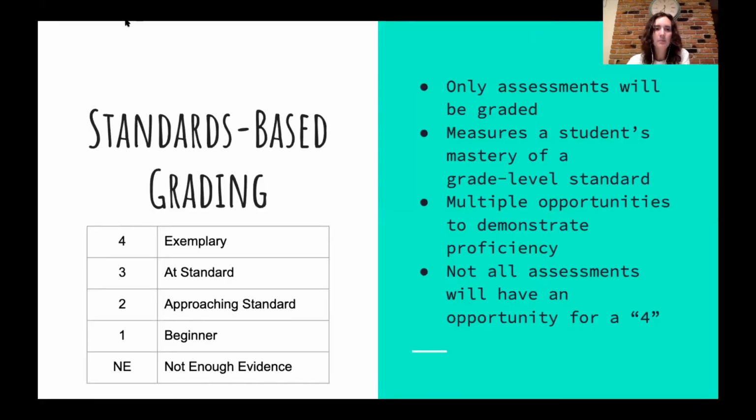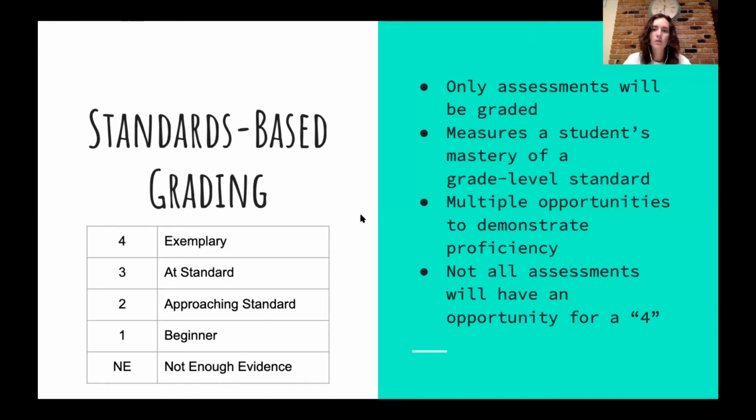Standards-based grading. This is my second year adopting standards-based grading. There's a pilot team at IMS of about a dozen or more teachers. If you look on the left, that's the scale. Our goal is a 3 at standard. The only things graded in class are assessments.